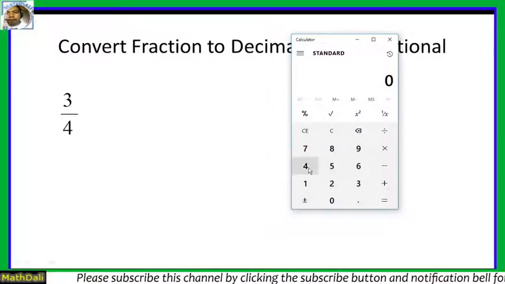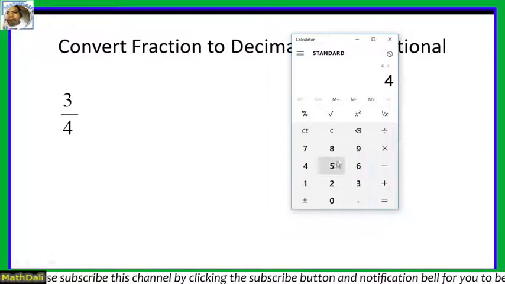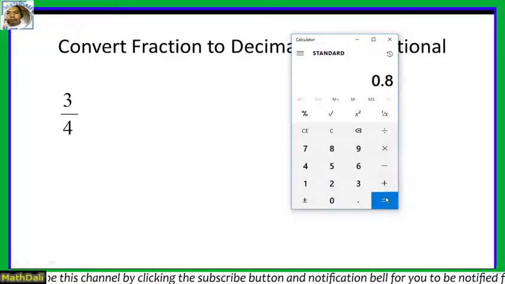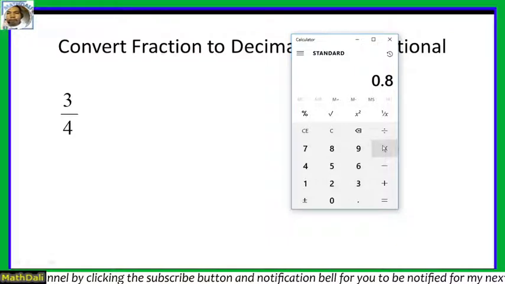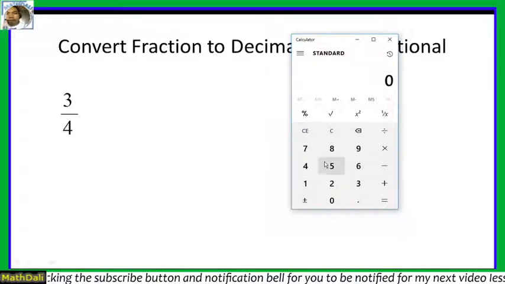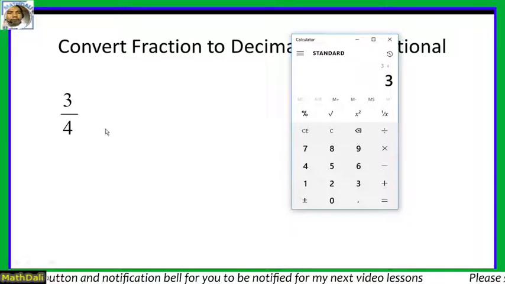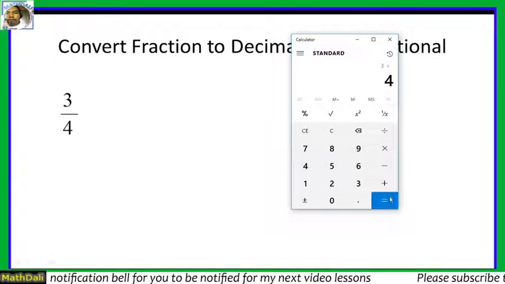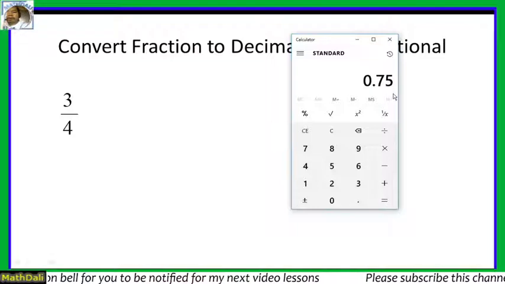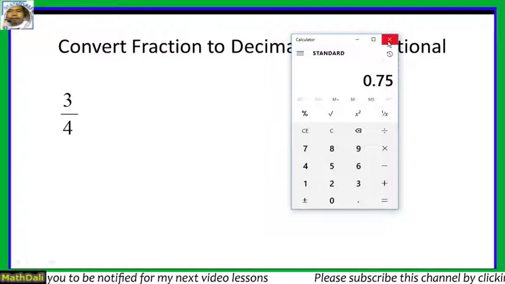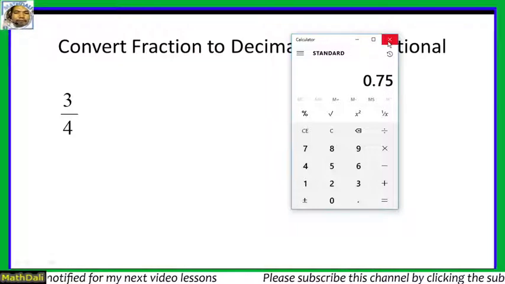Punan natin yan. 4 divide natin sa 5. That is equal to, sorry, that is 3 divide natin sa 4. That is equal to 0.75. Yan. Or that is 75 hundredths. Okay, next.